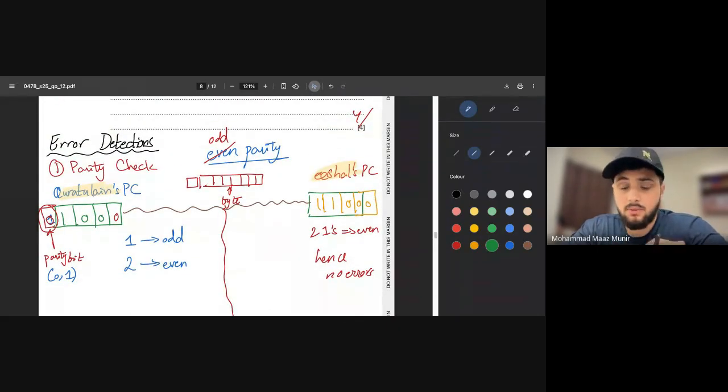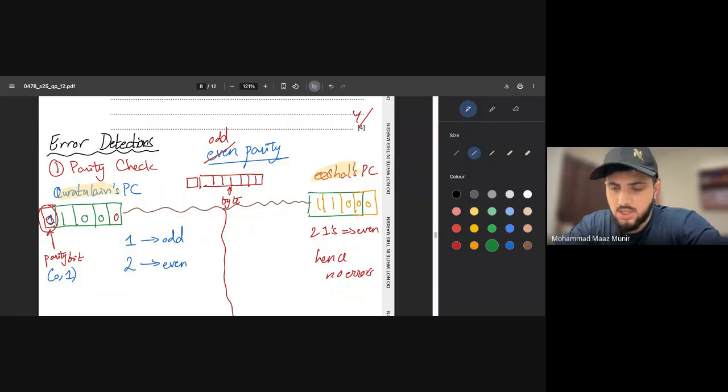Perfect. If you guys have any question, how will the odd numbers be checked? If the odds are not checked, then is it possible that there is an... How will the odd numbers be checked? If the odd numbers are not checked, then is it possible?